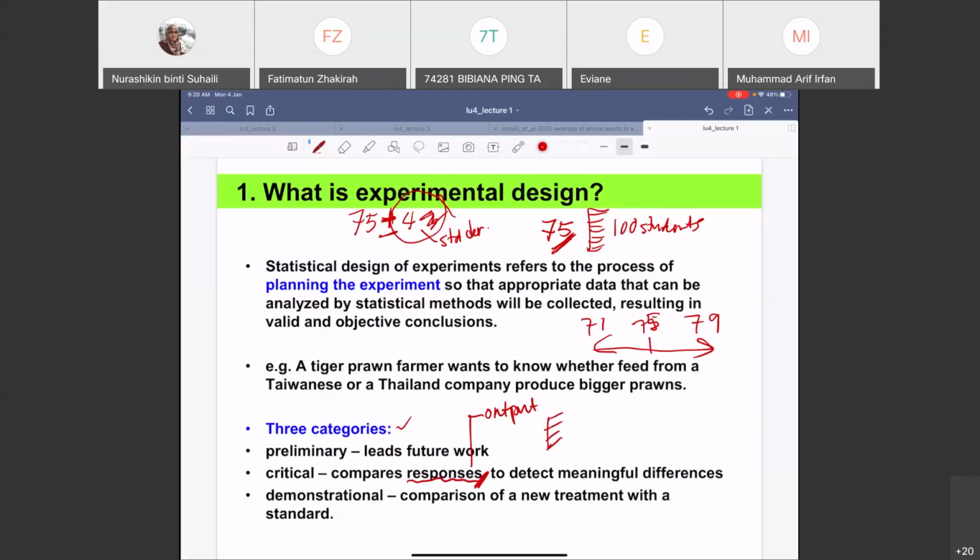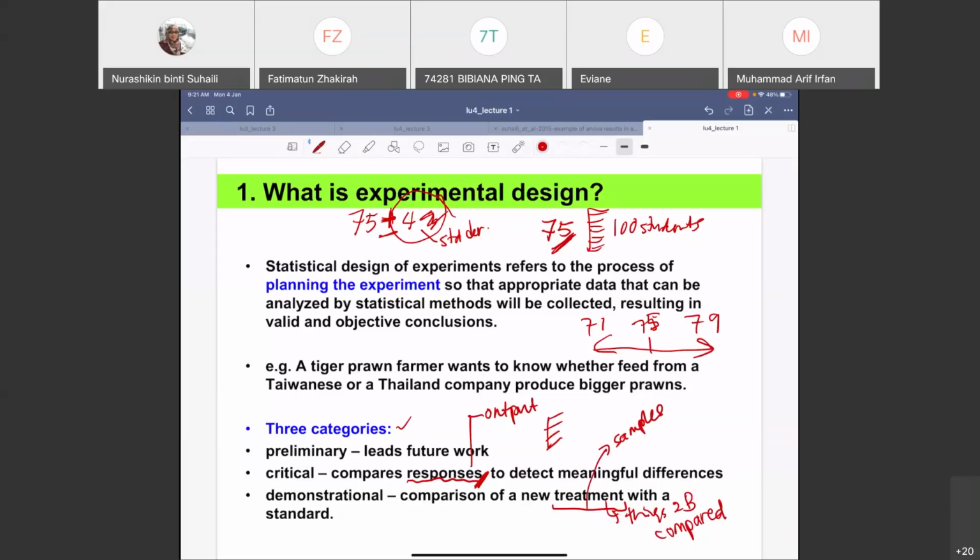Right, demonstrational. The responses are output. Demonstrational comparison of a new treatment with a standard. So treatment is what we also call samples. When you say that you have five treatments, it means five samples or five groups to be compared. Basically, treatment is the thing that you want to compare, because we are comparing the samples.